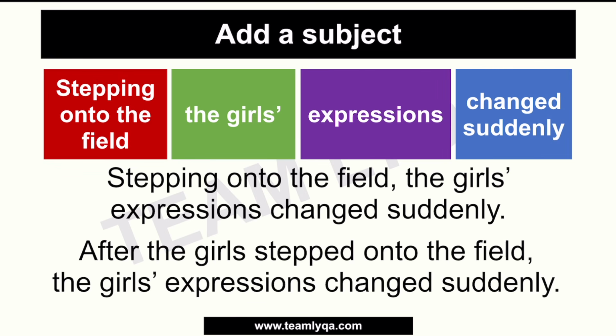After the girls stepped onto the field, the girls' expressions changed suddenly, or we could say, para hindi paulit-ulit, their expressions changed suddenly. Okay? So that way, mas maayos yung timeline natin. Kasi, this right here is an entire thought na buo, tapos kasunod yung pagbabago ng kanilang expression. Okay? So again, one of two sentences could work. It's all about rephrasing and making sure na maayos yung pagkakasunod-sunod. Okay? So ang task natin is maghanap ng subject, mag-provide ng subject, at isingit siya sa tamang pwesto.